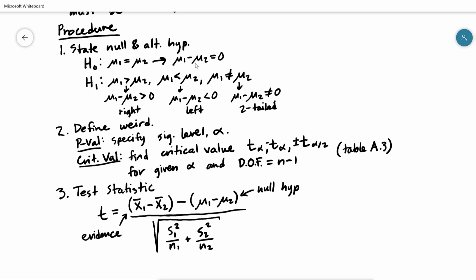What this tells me, though, is that mu1 minus mu2, which is what I've got right here, is presumed to be 0. So this whole part, the book doesn't even bother to write. It just assumes that that's 0 and leaves this out. But I'm writing it so we see the same three pieces. It's always the evidence minus the null hypothesis, all of that over this thing here, which is our standard error.